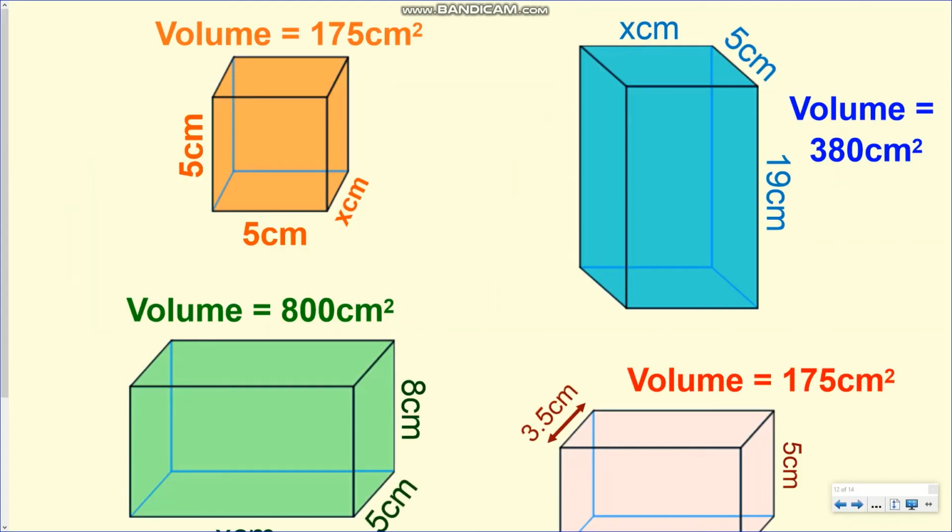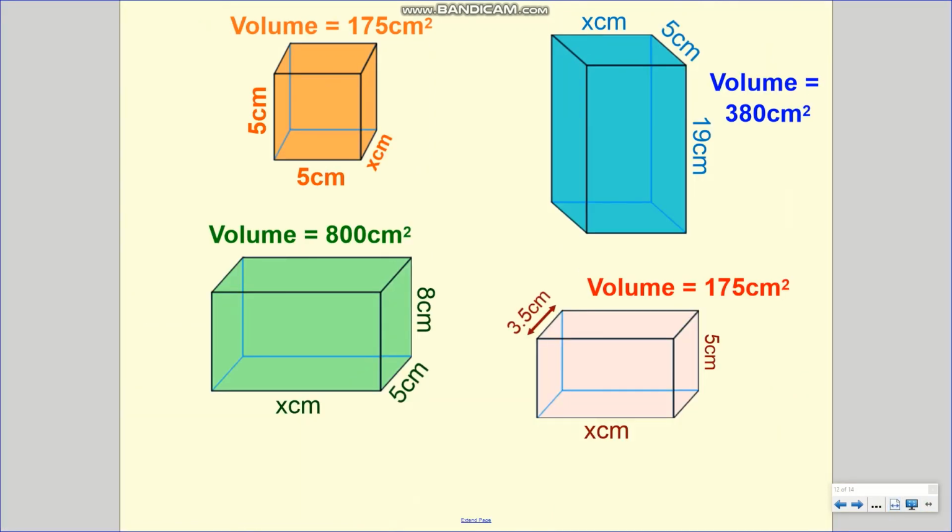Okay, here are 4 examples for you to try. In each case, you have two of the sides of the cuboid and the volume of the cuboid. See if you can find out what the third one is. Pause this video now, because I'm going to move on to the answers in just a second.